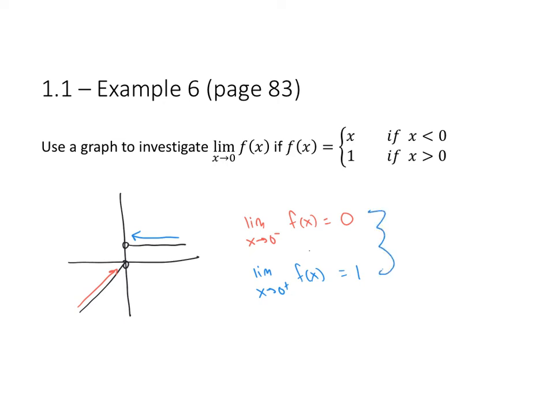These are not the same values, so the limit as x goes to 0 of f of x does not exist. Again, we have to approach the same number from the left and from the right in order for the limit of our function to exist.